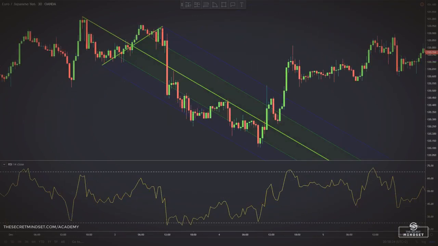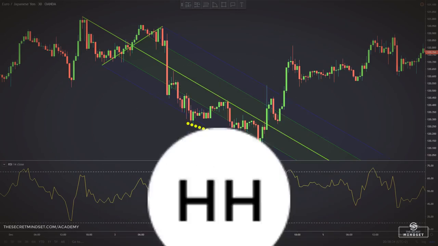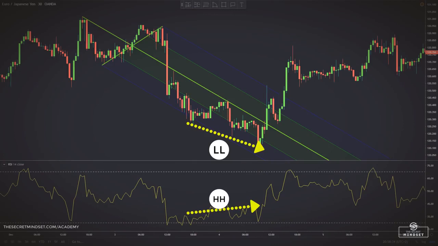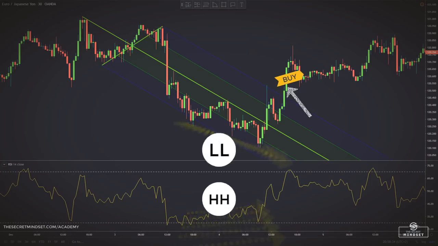In the next example, you can see that the price posted a lower low, but the RSI signaled a higher high, which indicated a bullish divergence in price. This leading signal suggested that the price would be reversing upward shortly. Following the breakout from the upper median line, we can see that a long position resulted in a profit as the price continued to push higher.